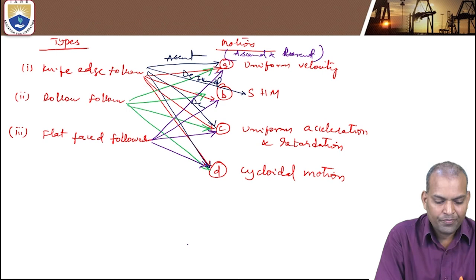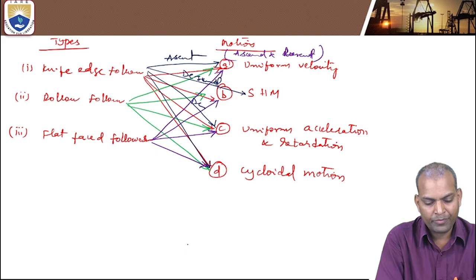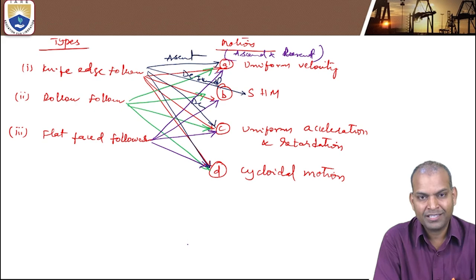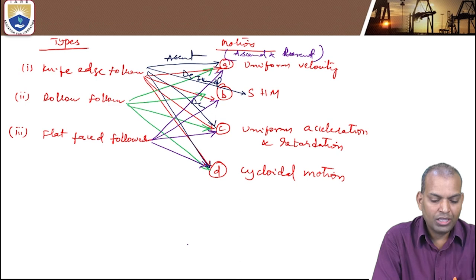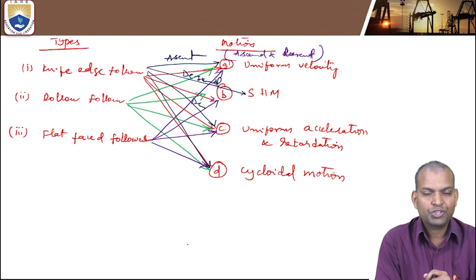Similarly, for the roller follower, during ascent it can become uniform velocity, during descent SHM, and during ascent SHM, during descent uniform acceleration. Like that, a number of combinations we can draw. So for all these various combinations, the principle is that the profile, the shape of a cam, will be varied.